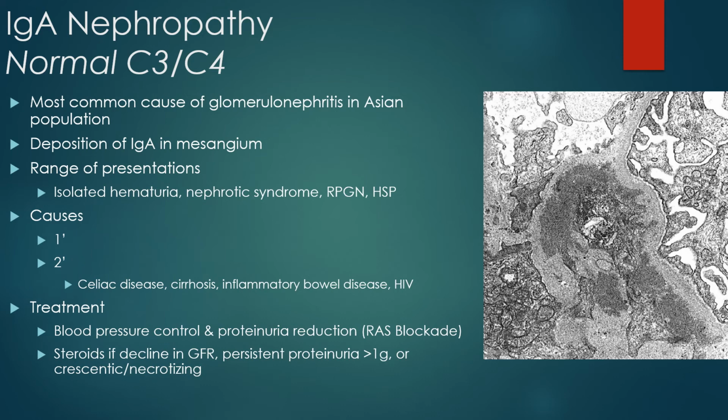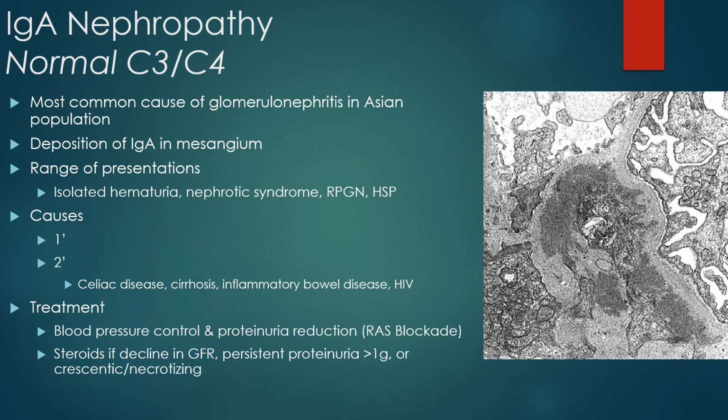IgA is the most common cause of glomerulonephritis in the Asian population and is characterized by the deposition of IgA in the mesangium. IgA can have a range of presentations from isolated hematuria to a rapidly progressive glomerulonephritis. 50% of patients have synpharyngitic hematuria, which refers to recurrent painless gross hematuria in the setting of an upper respiratory tract infection. 40% of patients will have isolated microscopic hematuria, and 10% will present with nephrotic syndrome or an RPGN.